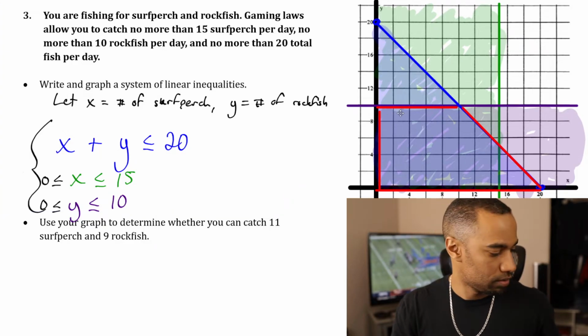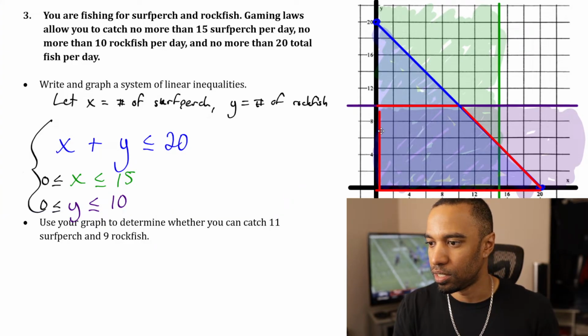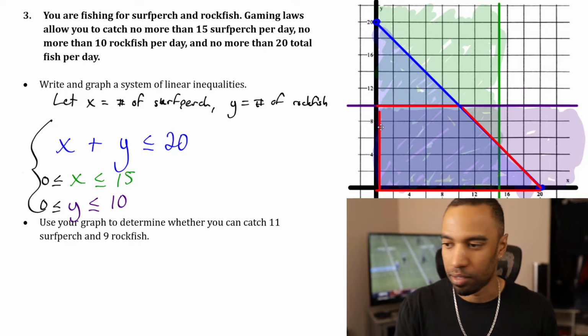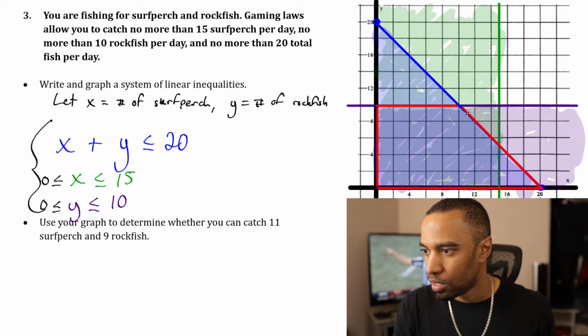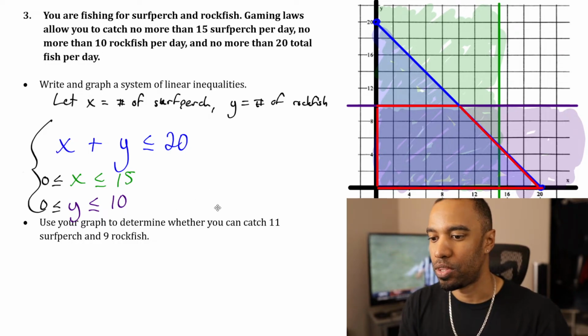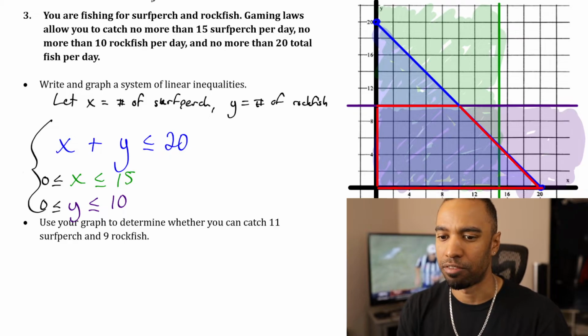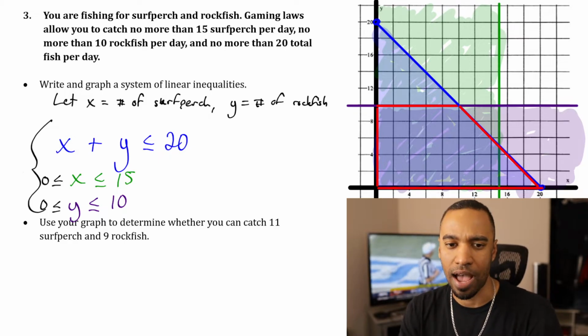Now, the question that comes up after this is, sorry, I'm trying to move these little lines here. I'm a little picky about it. There we go. Okay, use your graph to determine whether you can catch 11 surf perch and 9 rockfish. And do you have to use the graph?